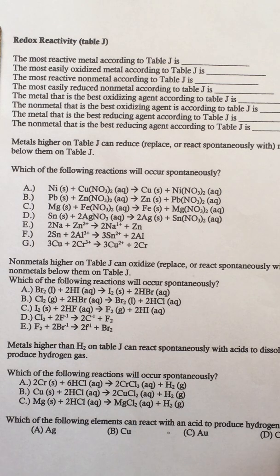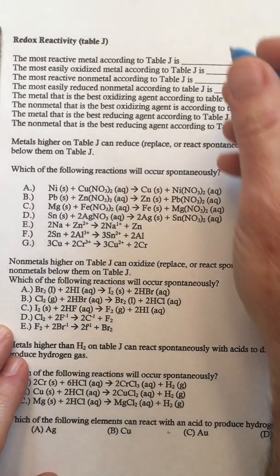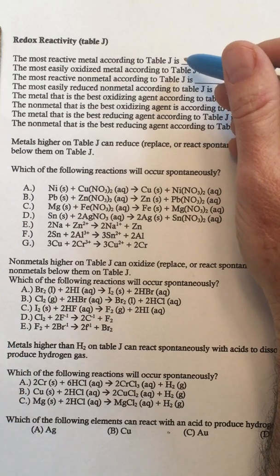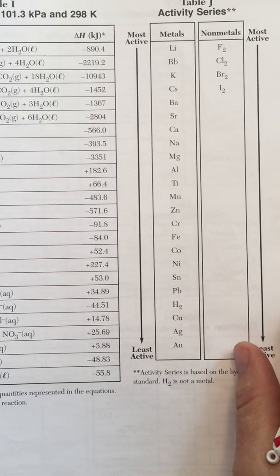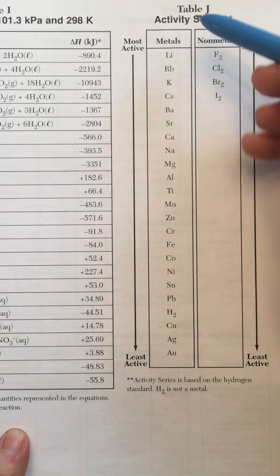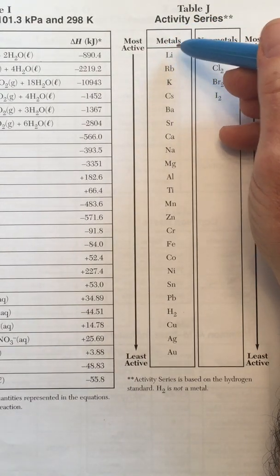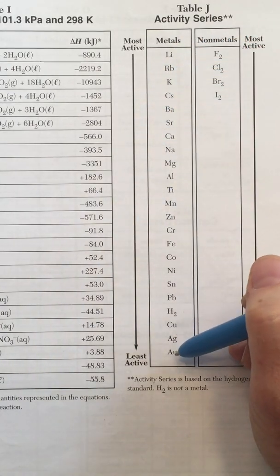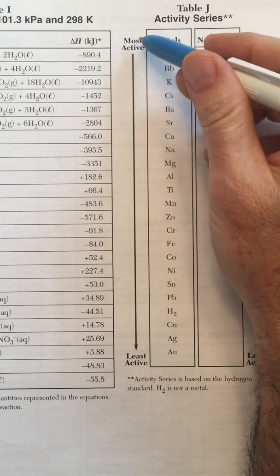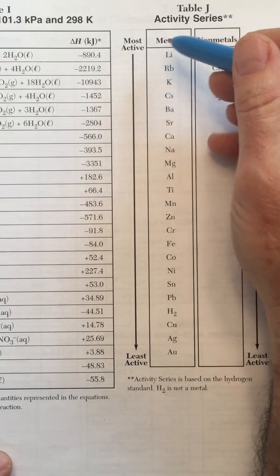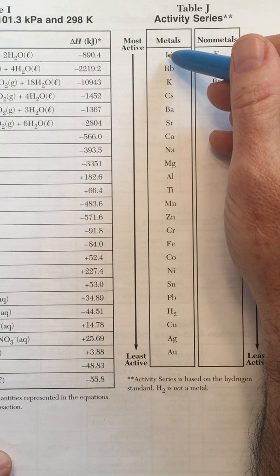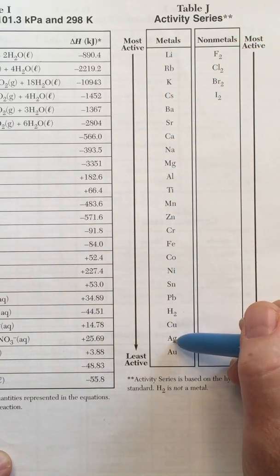Okay, so I wanted you to do this sheet here, and let's go through it piece by piece. This is all based on Table J, and Table J is here. Just as a reminder, Table J shows you the most active metals at the top and the least active on the bottom. What that means in terms of oxidation and reduction is that those at the top are more likely to be oxidized, and those on the bottom are more likely to get reduced.